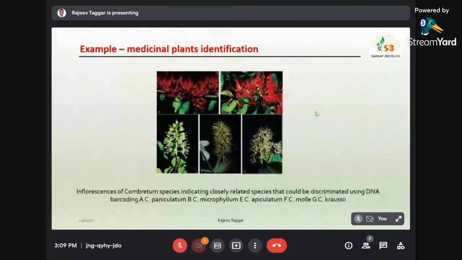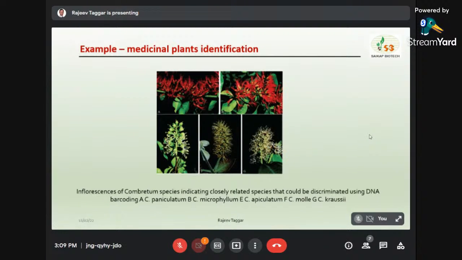Before I go any further, I'm not sure if I've included enough slides, but I should say here that, like I said, the success of DNA barcoding is not total.